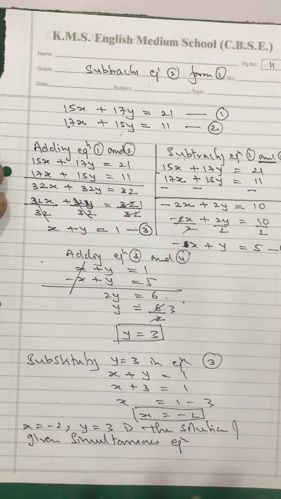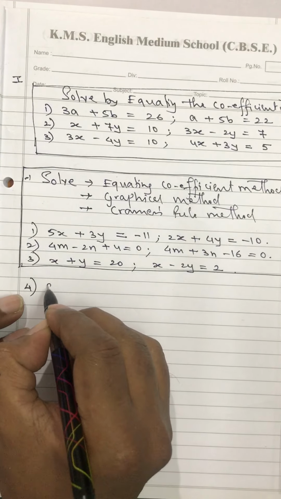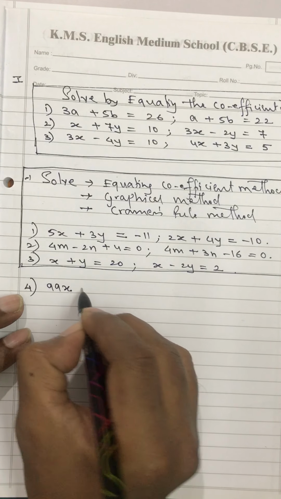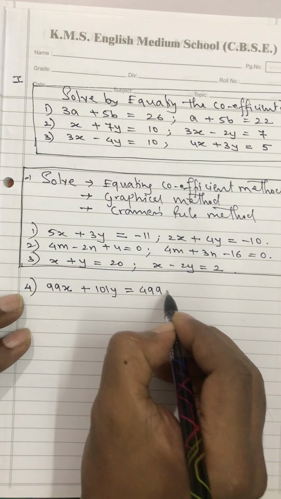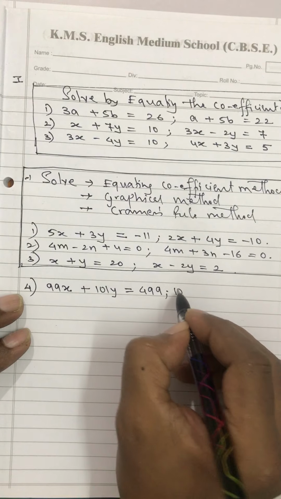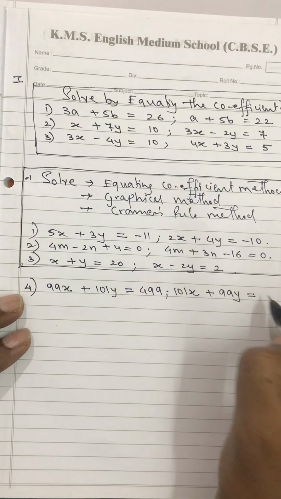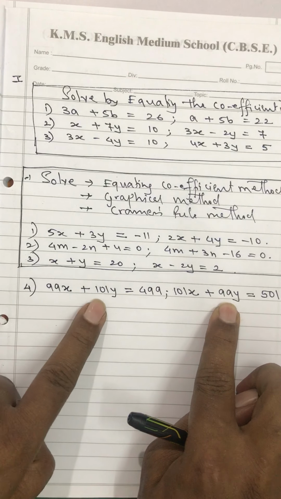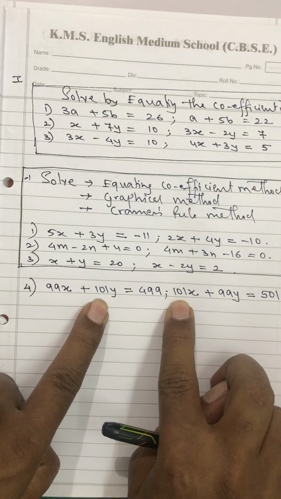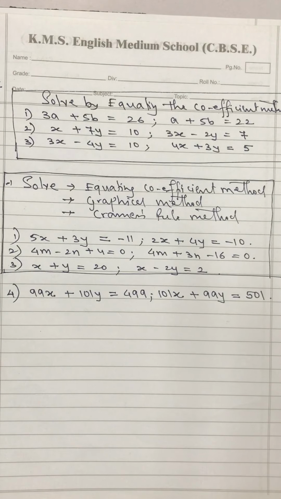I can give you one question for this. So here you can solve this by only one method, and that is the method that I have given you. 99x plus 101y is equal to 499, and the other one is 101x plus 99y is equal to 501. See here, 99, 99, 101, 101. Fine. The coefficients are exchanged. So solve this by that method and post your homework.